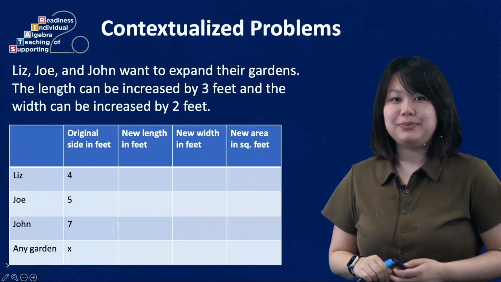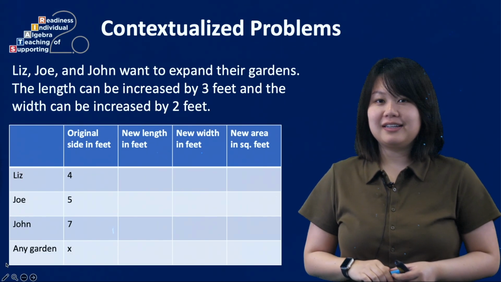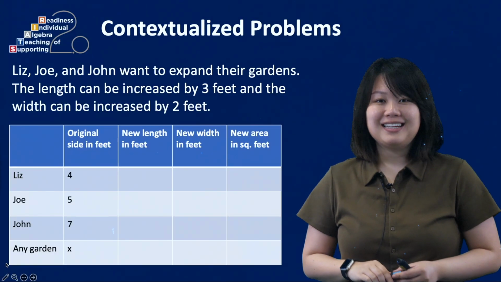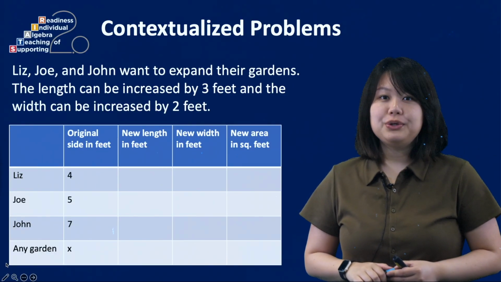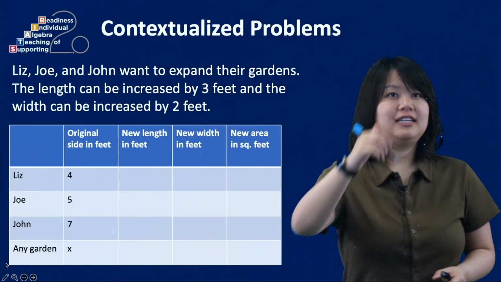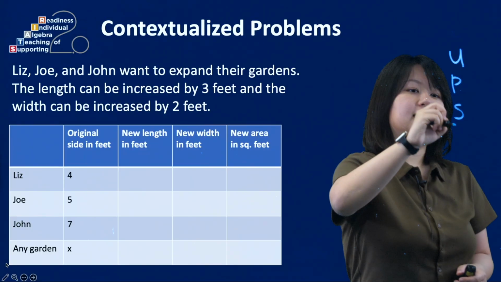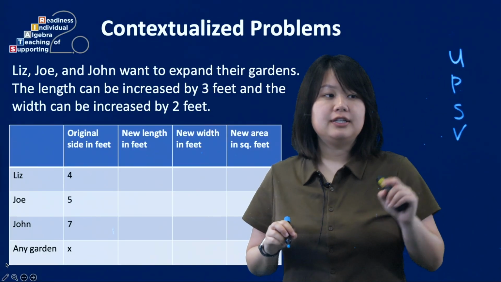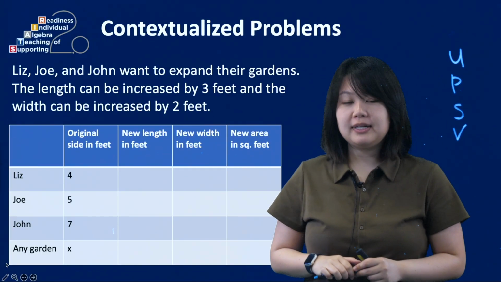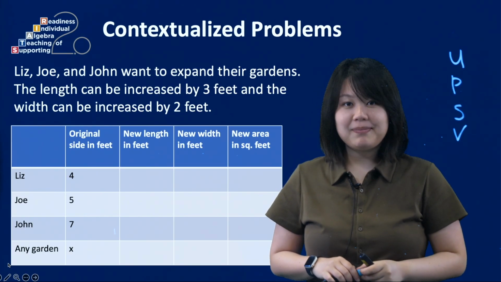So here we have an example of a contextualized problem partnered with a table or a graphic organizer. And when we solve these, I like to use what's called an attack strategy to help me. So an attack strategy, one of my favorites, is UPS check. Each of these letters in the check tells me what to do when I solve contextualized problems. So the first letter U stands for understand by reading.